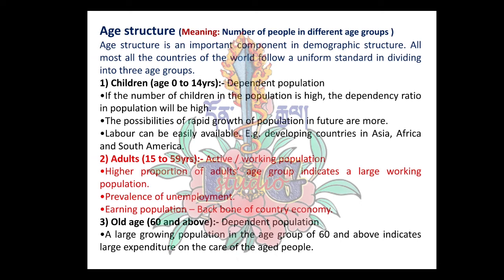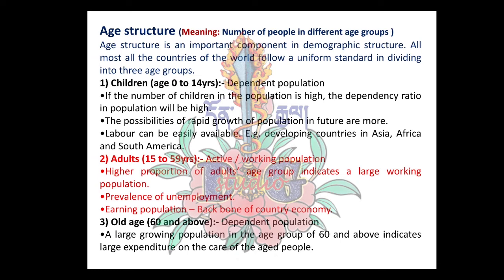The next age group is called the adult age group, between 15 to 59 years of age. This age group is also called the active or working population. Characteristics: a high proportion of adult age group indicates a large working population.